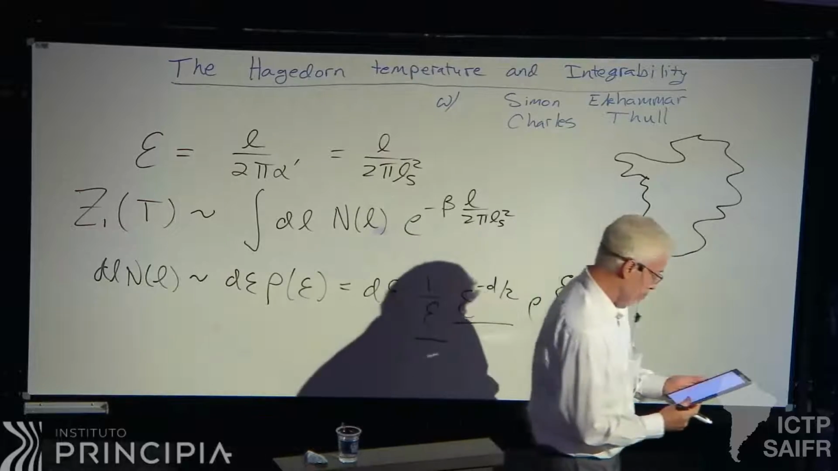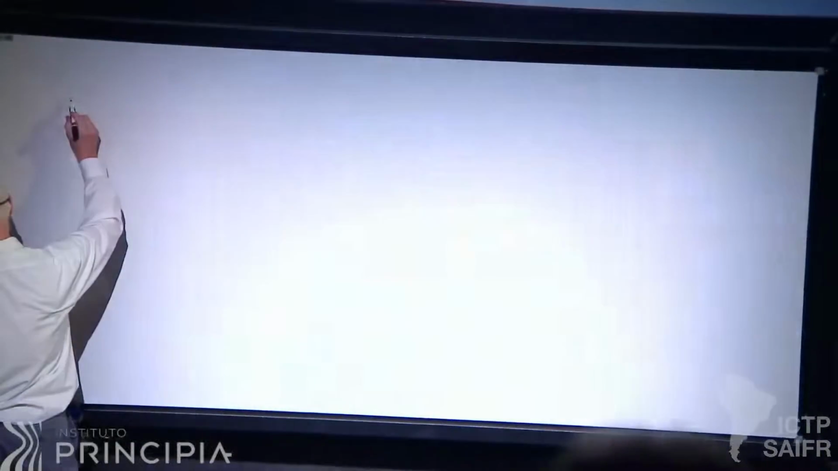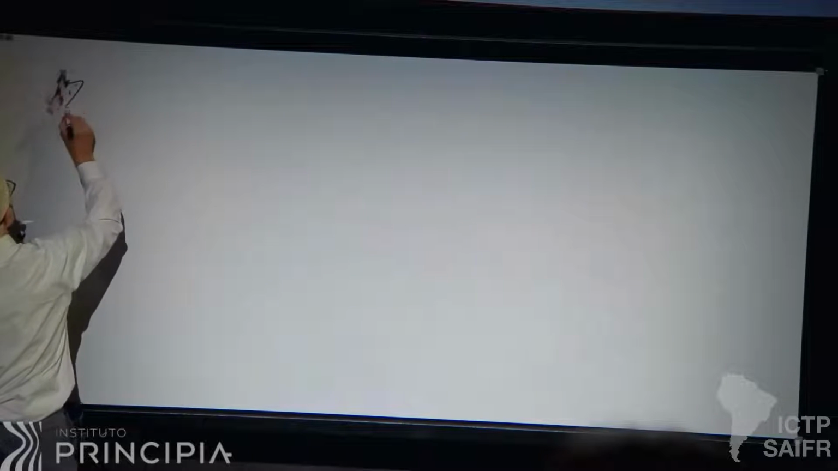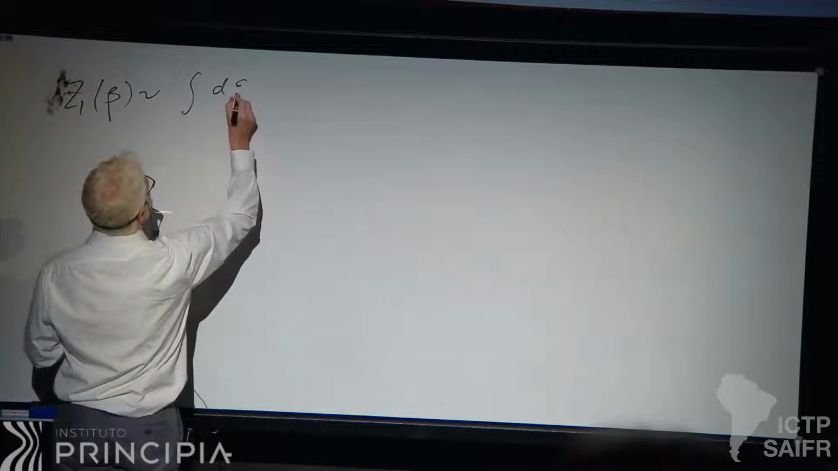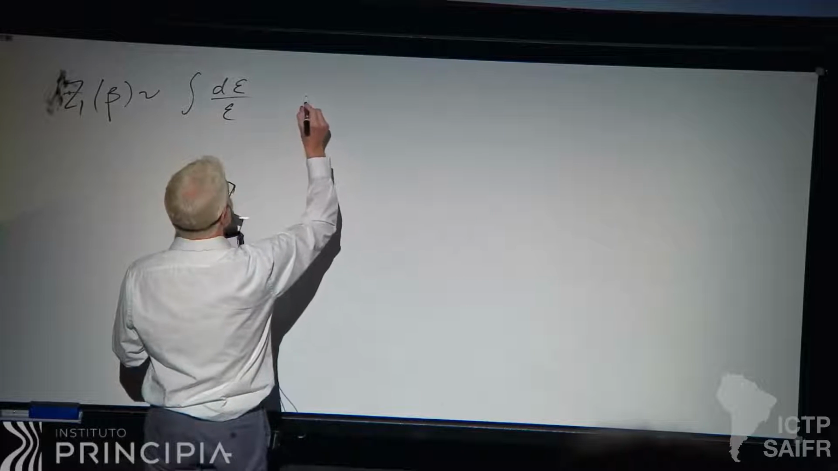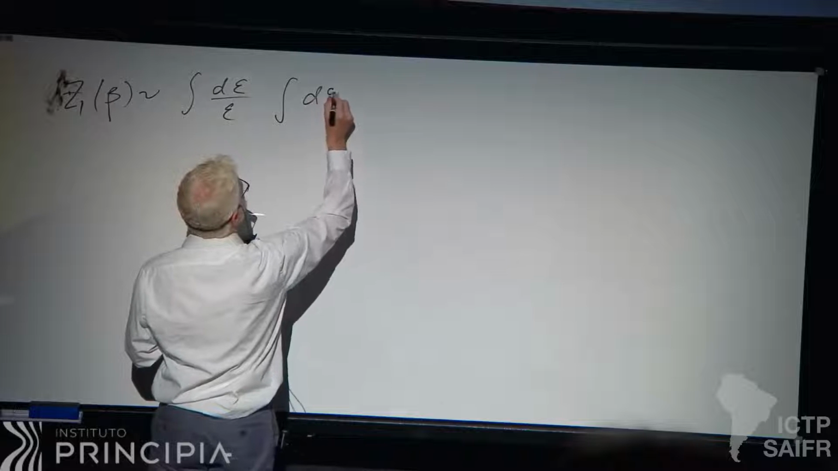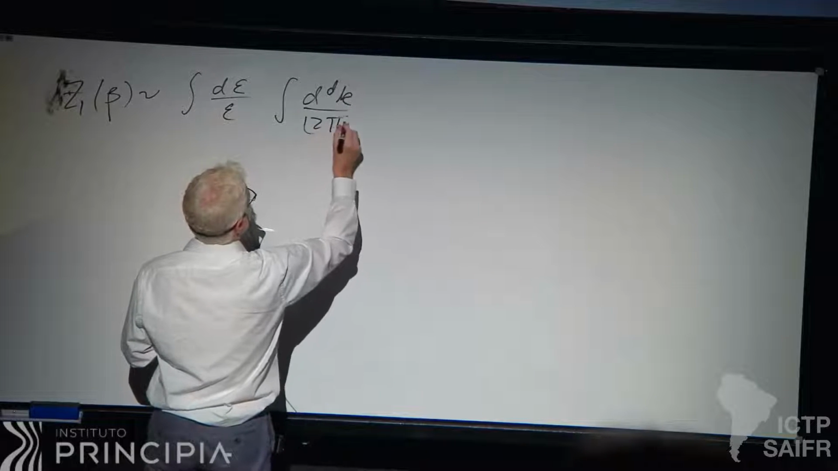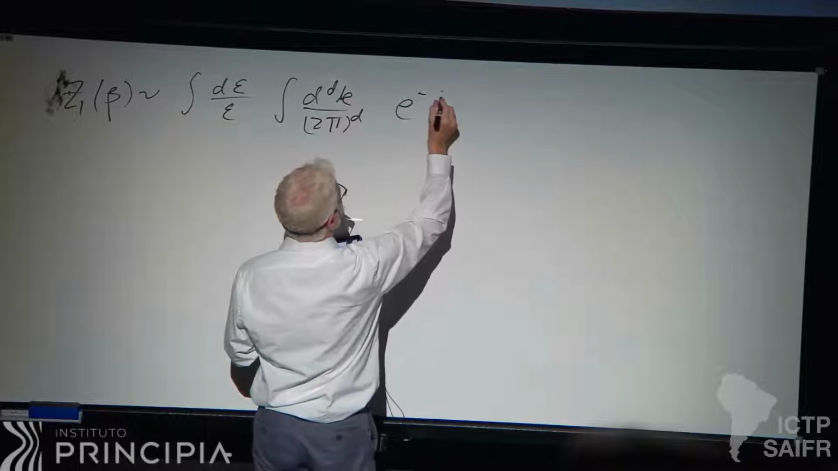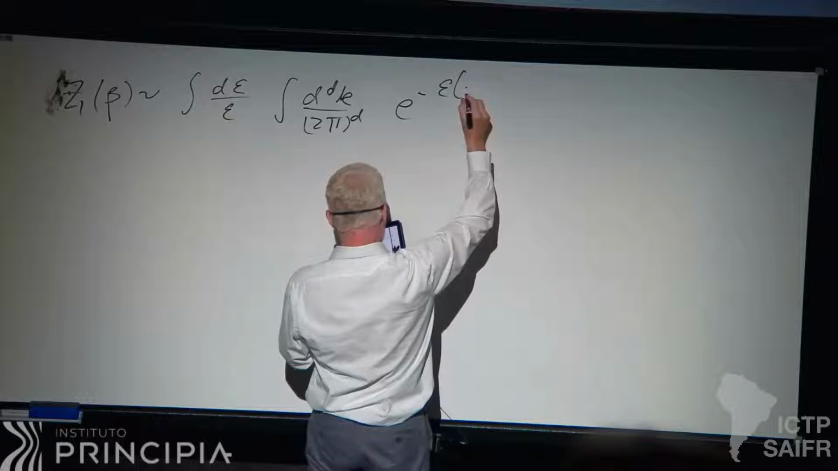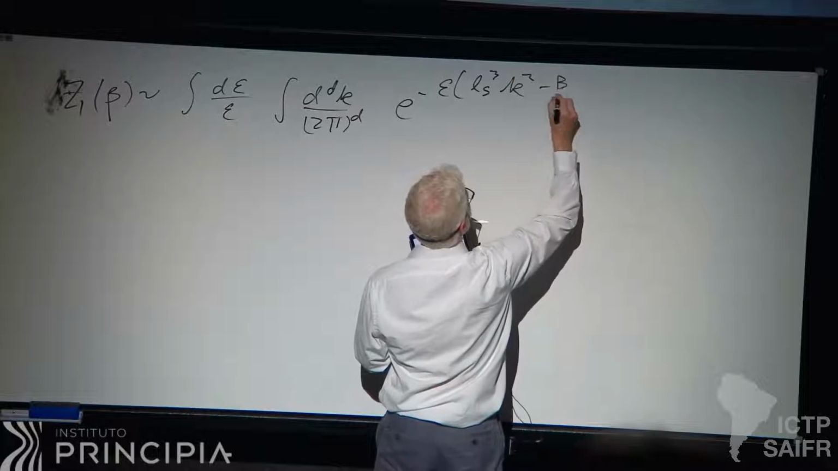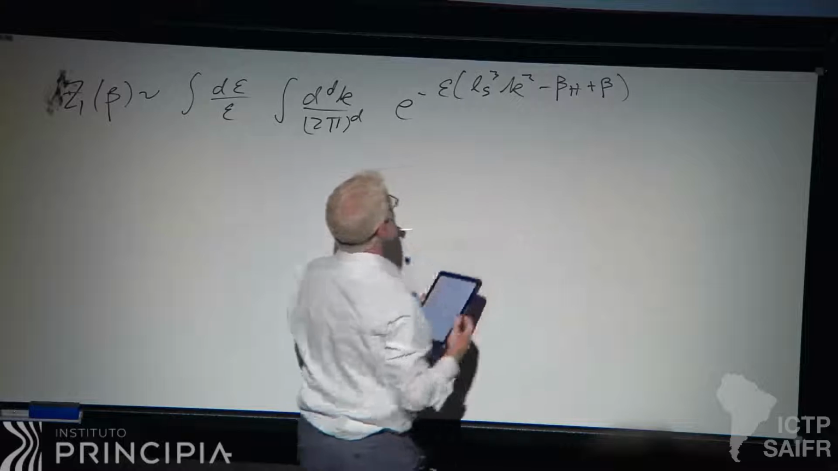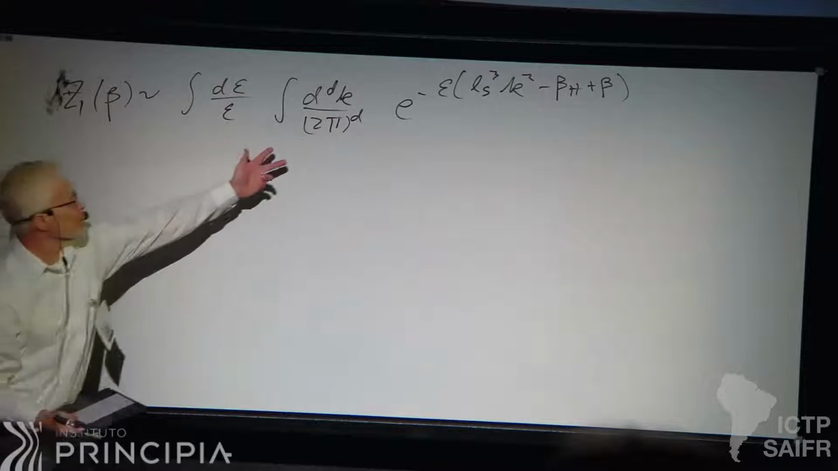And so then, if I then, I can rewrite this whole thing. My partition function z1 of t, or beta, is this integral dE over E times e to the, let me write it like this, as an integral of d^dk over 2 pi to the d times e to the minus epsilon times e times some factor ls cubed k squared, minus beta h plus beta, where I basically replaced this e to the minus d over 2 by this integral here.